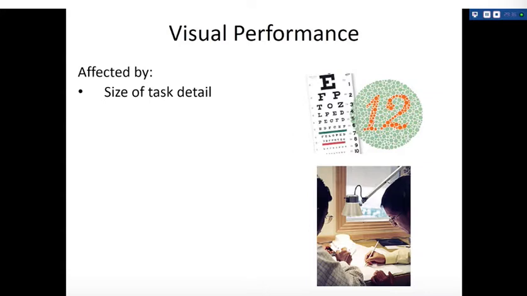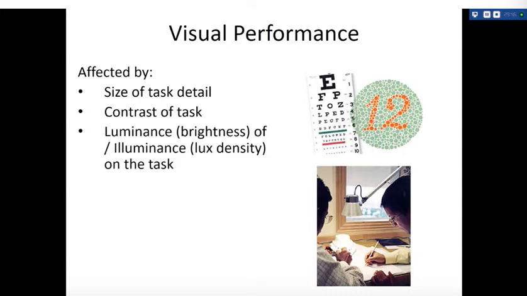The contrast of the task: how it stands out, the darkness, if you like, of the task compared to its background, that's the contrast. The luminous brightness, or luminance, the flux density, how much light is going on compared to how much light comes off. If we have a very luminous surface, we get a lot of light coming at us, so we're able to do a good task. If it's a very dark surface, we don't get much light back, so we can't do the task as well.